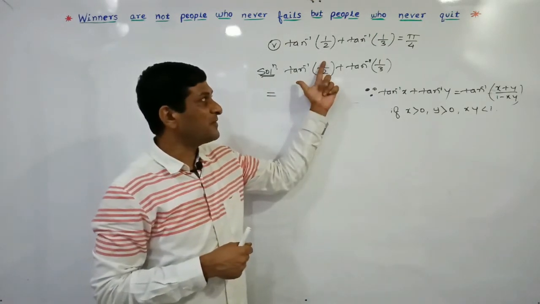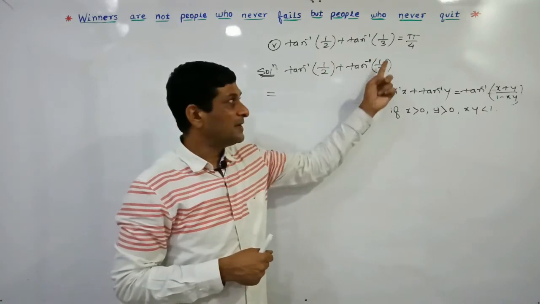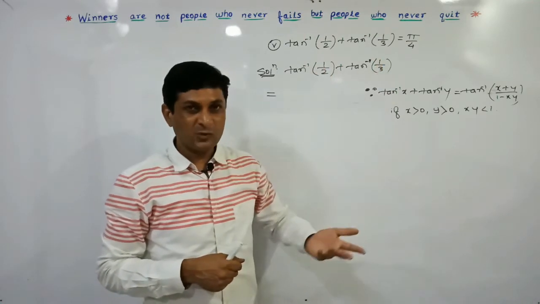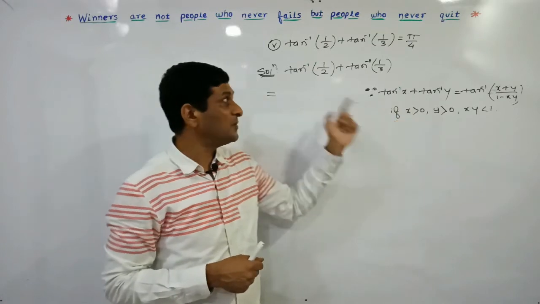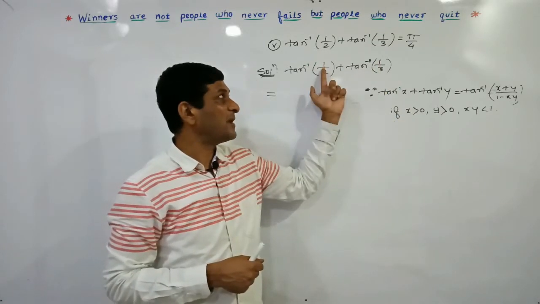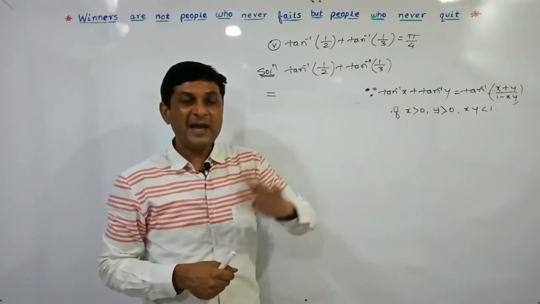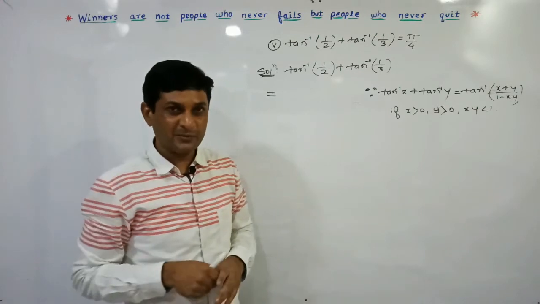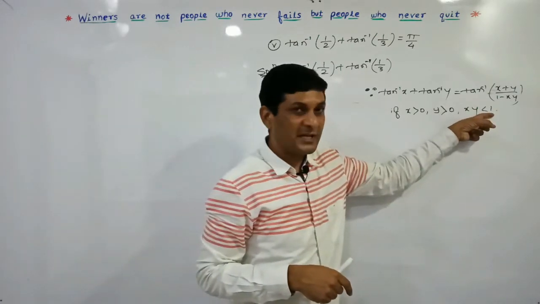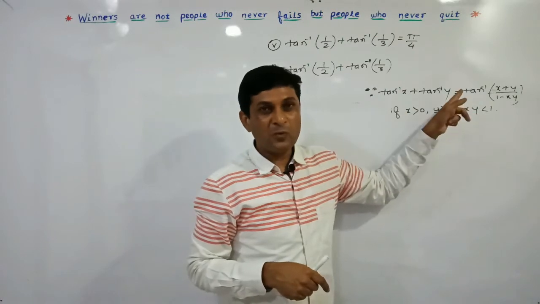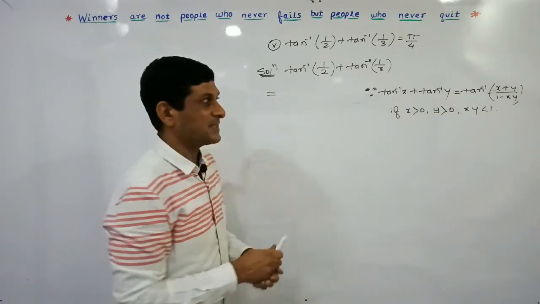Check the value of x: 1 by 2. Is it positive? Yes. The value of y is 1 by 3, which is also positive, so x and y are both positive. And what is the product of x and y? 1 by 2 into 1 by 3, which is 1 by 6. 1 by 6 means 0 point something, and that value is less than 1. So that's why we are able to apply this property to solve this example.